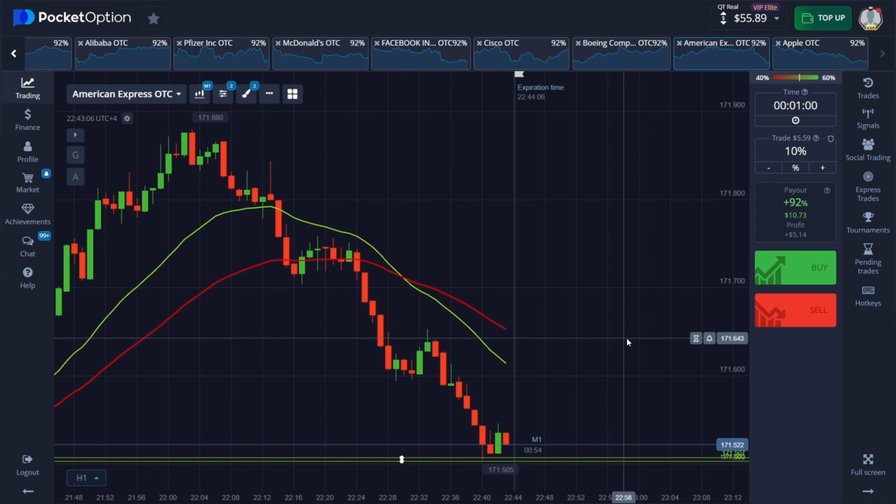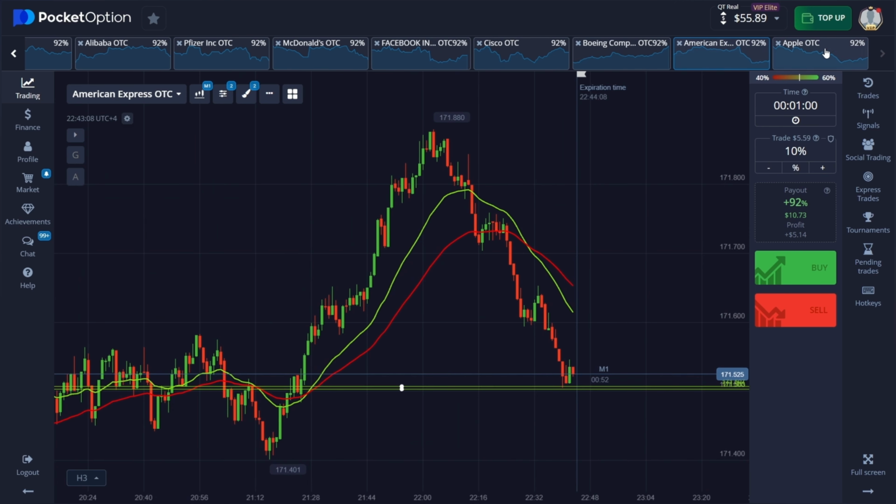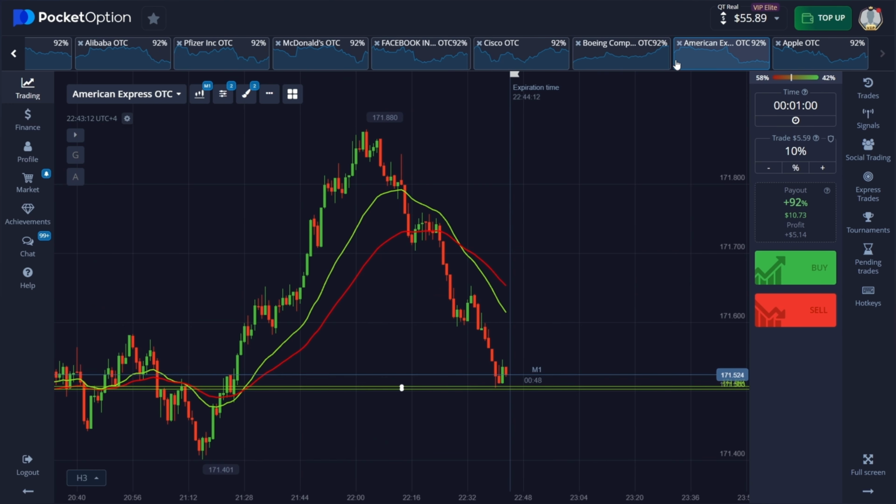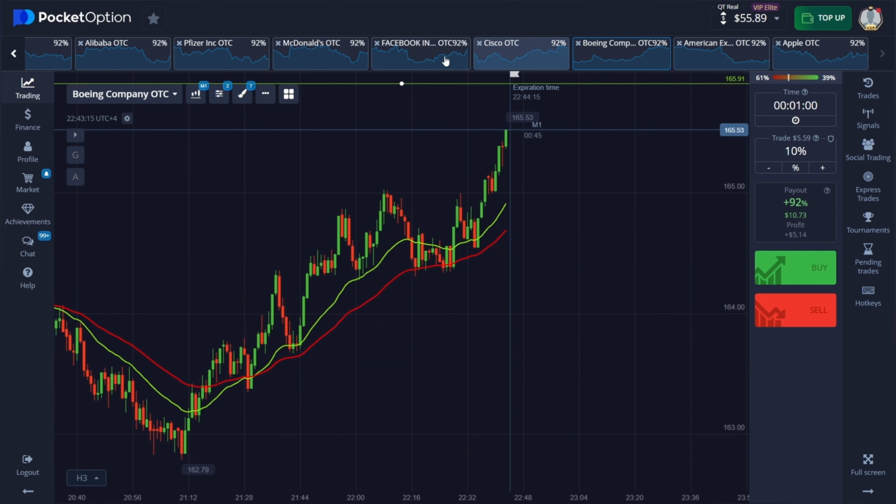Let's find another trade. Looking at Cisco again, it seems to be moving upward. As I mentioned earlier, it was an error to place the previous trade.